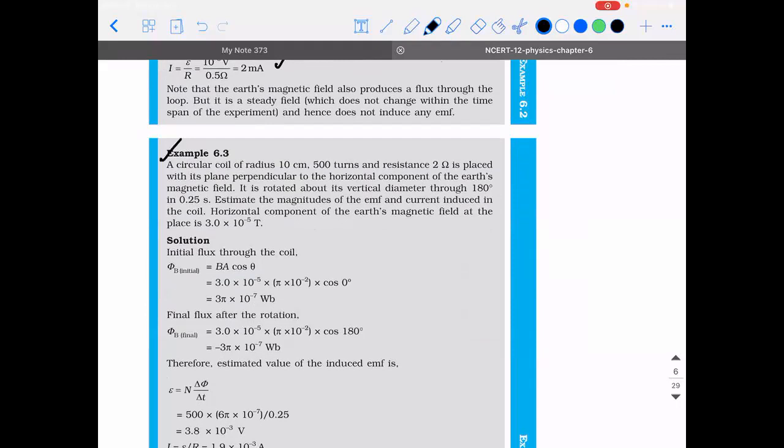Problem 6.3, I want you guys to try it. There is a circular coil of radius 10 centimeter, which has 500 turns and resistance of 2 ohm, placed with its plane perpendicular to the horizontal component of the Earth's magnetic field. It is rotated about a vertical diameter through 180 degrees in 0.25 seconds. Estimate the magnitude of the EMF and the current induced in the coil. Horizontal component of the Earth's magnetic field at a place is 3 into 10 power minus 5.